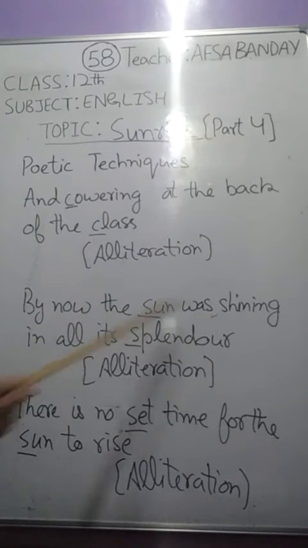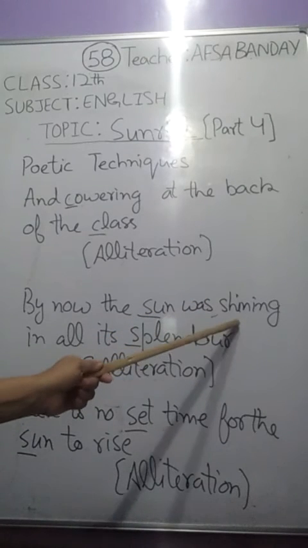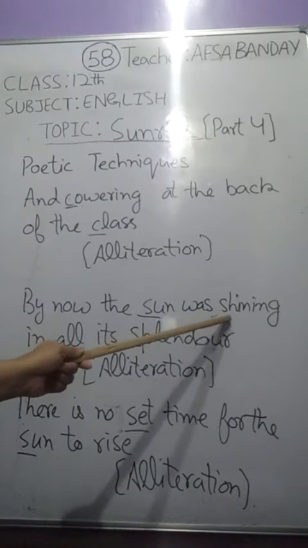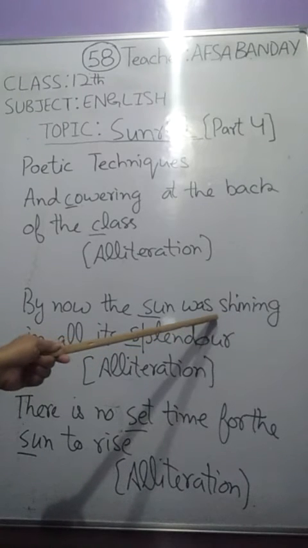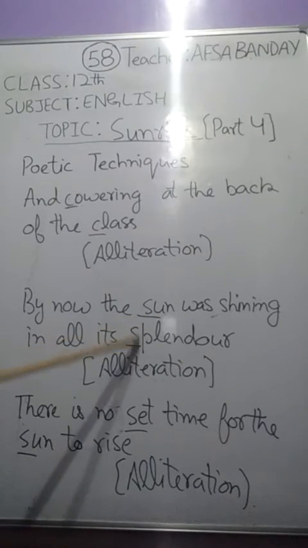By now the sun was shining in all its splendor. Sun and splendor, s and s. Here the sound produced is sh sound. So it's not matching with this, but these two words, in this word and in this word, the initial consonant sound gets repeated, it is s sound. So sun and splendor, it's an example of alliteration.